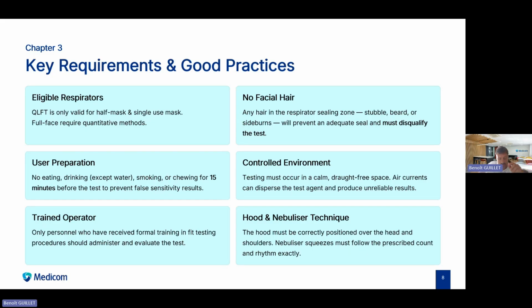Preparation. The wearer should not eat, drink, smoke, or chew gum before testing. Otherwise, the sensitivity results could also be made unreliable.